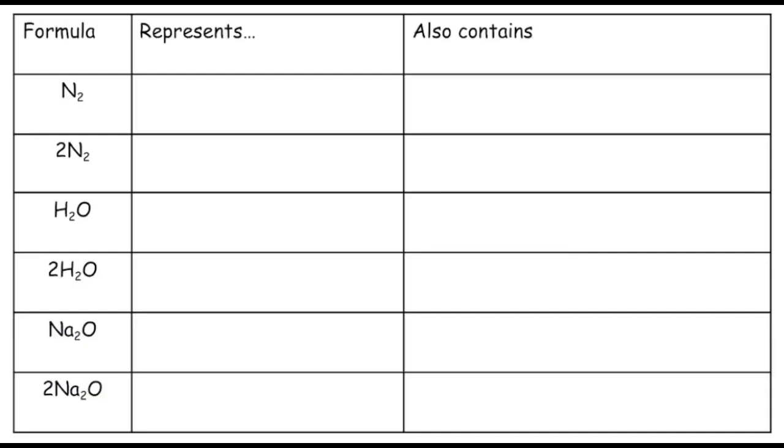So let's first take N2, nitrogen. This represents one molecule of nitrogen. It also contains two nitrogen atoms. The reason why we know it's one molecule of nitrogen is because there is no numbers here. If there's no numbers, it always means that there is one of the molecule. If there is a number, that's how many molecules there are.